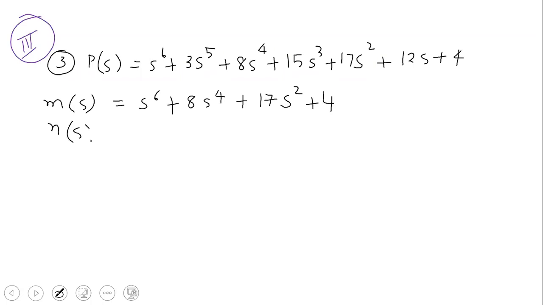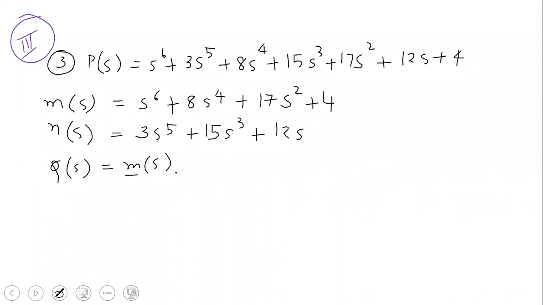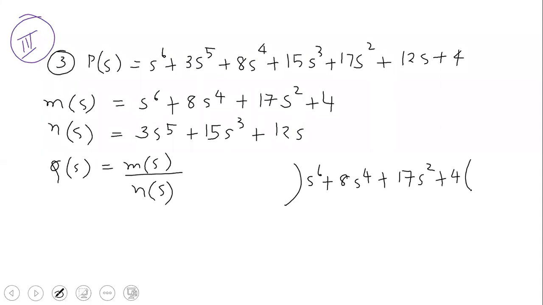And N of S is nothing but 3S raised to 5 plus 15S cube plus 12S. Now you divide, so your Q of S is nothing but your M of S upon your N of S. So you're going to divide these two terms. Starting off with S raised to 6 plus 8S raised to 4 plus 17S square plus 4, where this is the higher power inside. And here it will be 3S raised to 5 plus 15S cube plus 12S.